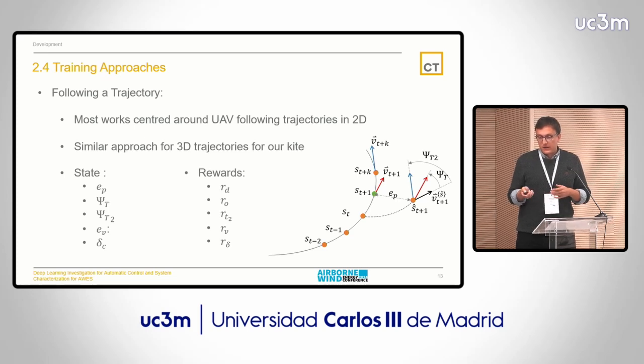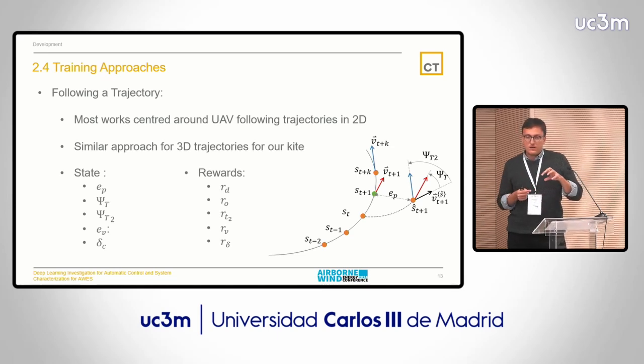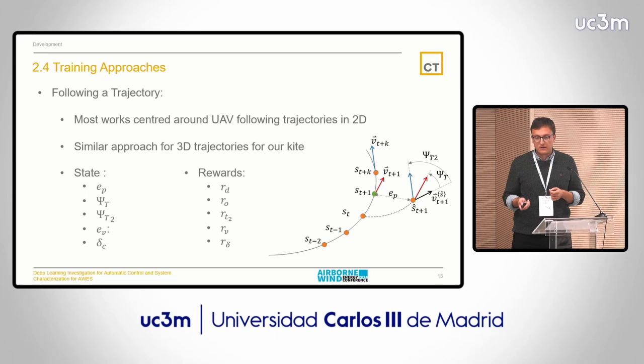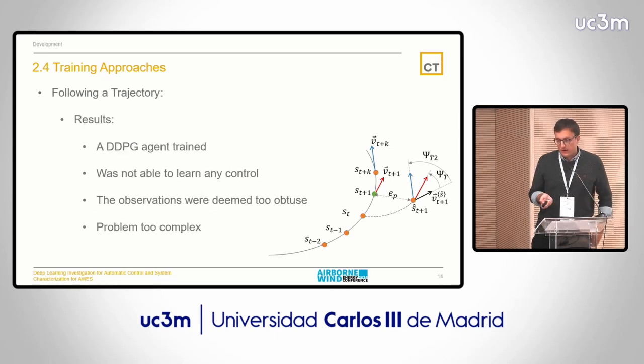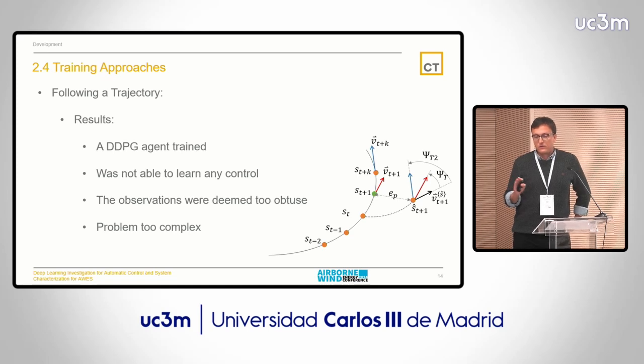And we tried to do something similar to what's in the literature for UAVs, where we have as a state a measurement of how far from the trajectory we are, but we have no actual information of the total state of the system. And as a reward, it's mostly a reward on how far you are from the reference, how different the orientation is, how different the velocities are. We also had a term for how smooth the control is. In this case, we trained DDPG, but we could not see any learning whatsoever.